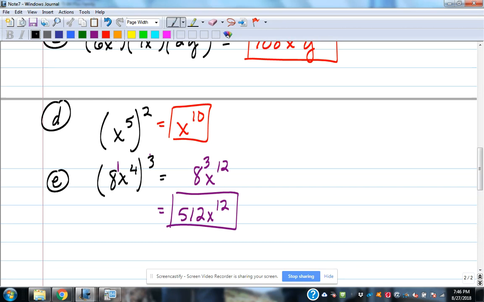The 1, if there's not an exponent written on it, it's automatically a 1. And the power rule says this exponent on the outside multiplies to every exponent on the inside, whether it's on a letter or a number. Doesn't matter. So 3 times 1 is 3, that's 8 to the third, and then 3 times 4 is the x to the 12th. And then we just worked out what 8 to the third was.